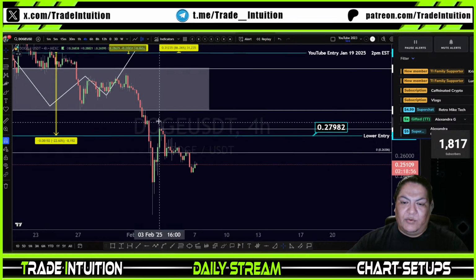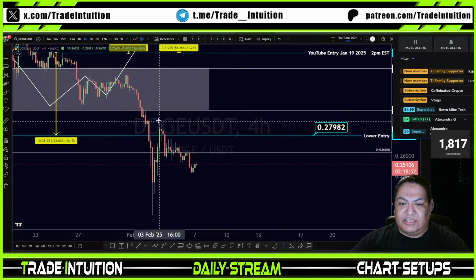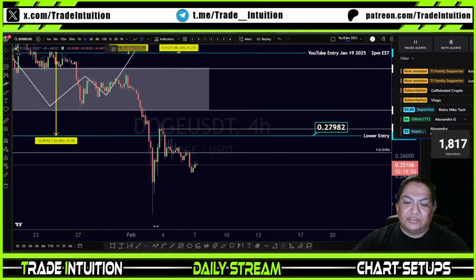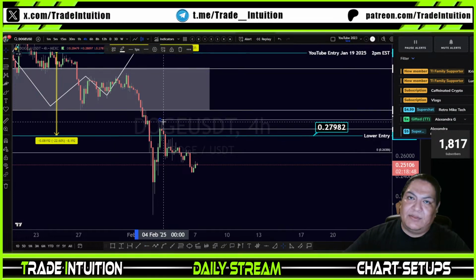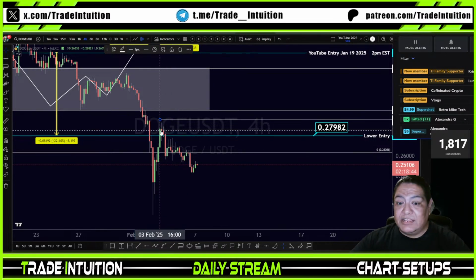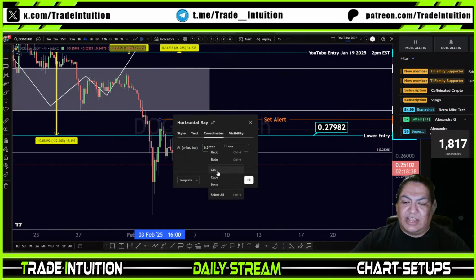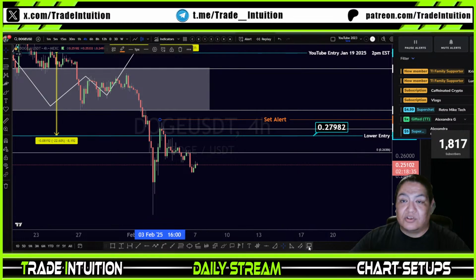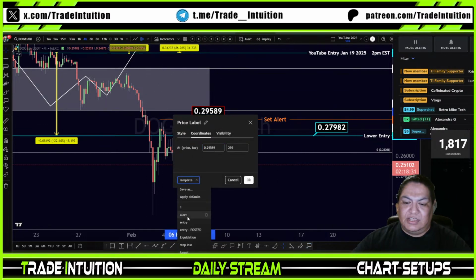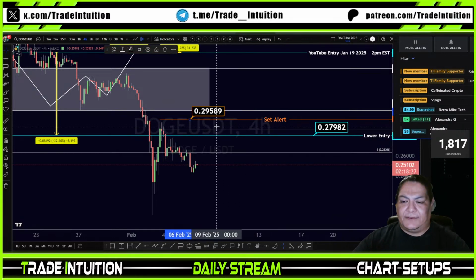Now, I would set an alert right here. That way you're not staring at this all the time. I would set an alert above this wick because every place throughout the entire chart is support resistance. Candle bodies, candle wicks, all that is support resistance. So I would set an alert, and just to make it look nice and neat, of course, Road Dog knows I like my charts looking nice and neat, we're going to do this, and we're going to do alert. I would set an alert at 0.29589.